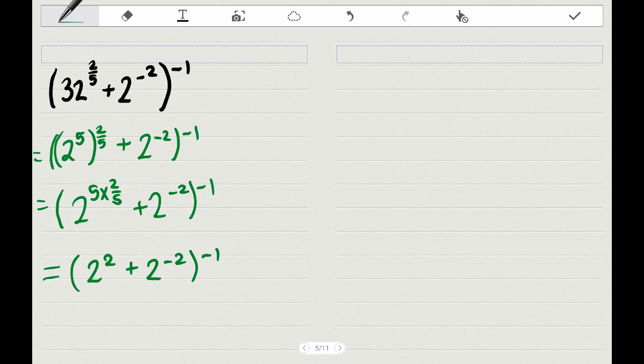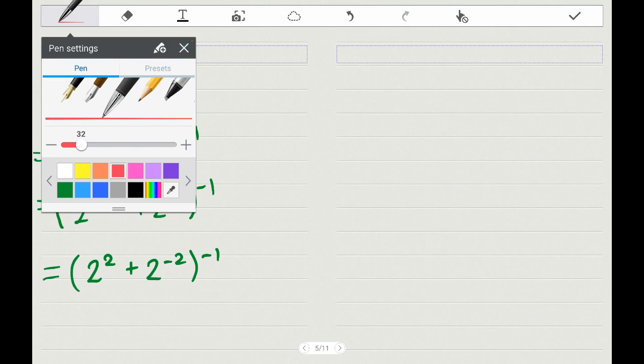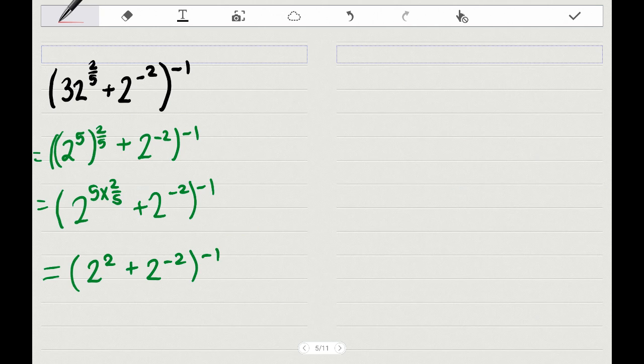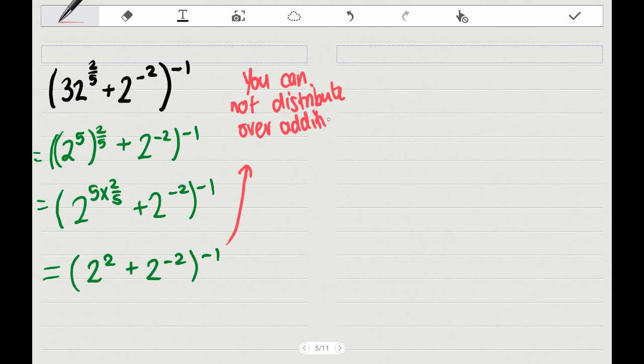Ha! Now this is a place where most people make a mistake. What they do is they distribute this minus 1 to each term. Is that correct? Well, I'm sure you've guessed the answer by my tone. No. So the rule here is, I'm going to write it here: you cannot and will not distribute over addition or subtraction. So we cannot distribute over that.